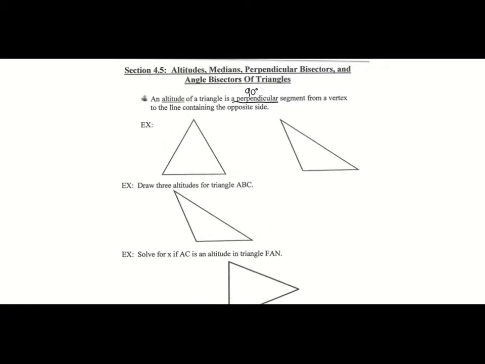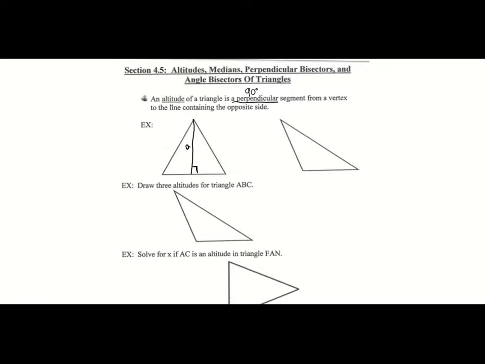And in this first example, if we draw an altitude of this triangle, it's going to go from the vertex and it's going to go straight down, so it's perpendicular to the opposite side. So this is our 90-degree angle, and this line right here, I'm going to call it A, is our altitude.